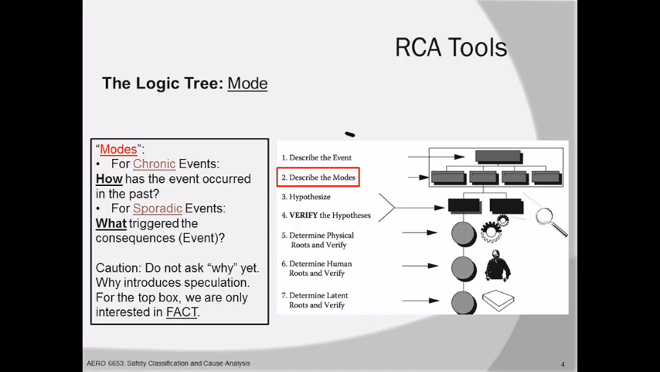Notice that in the modes level, you will have more boxes as a general rule for chronic events than you will for sporadic events. So as you ask the question for chronic events, those repeat events that happen over and over again, how has the event occurred in the past? You have more data to go on. For the sporadic events, the one-time big bang, the question asks what triggered the event or consequences. You may only have a couple. So just note that as we go through.